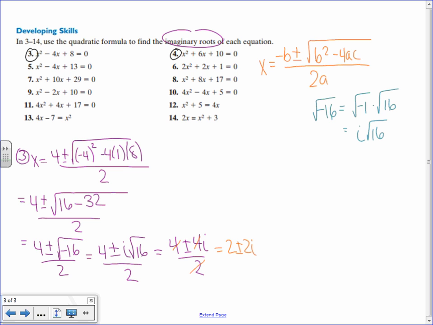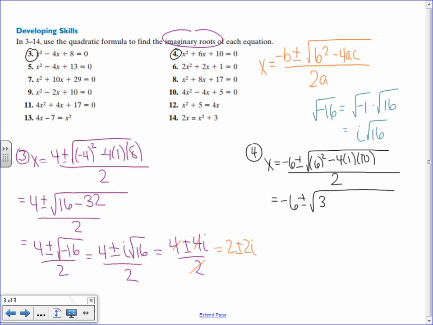So same old quadratic formula, but now that we know imaginary numbers, when you get a negative under there, there's more work to do. And now I will do number 4. So x equals negative b plus or minus the square root of b squared minus 4ac all over 2a.